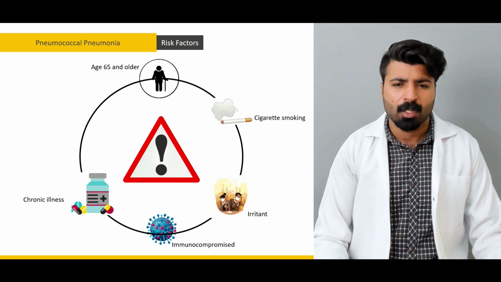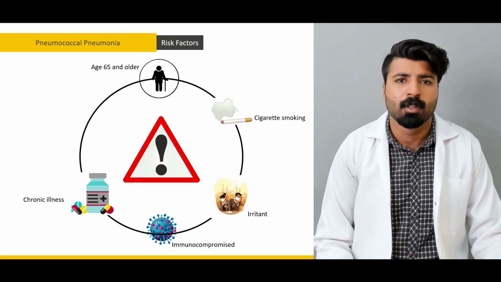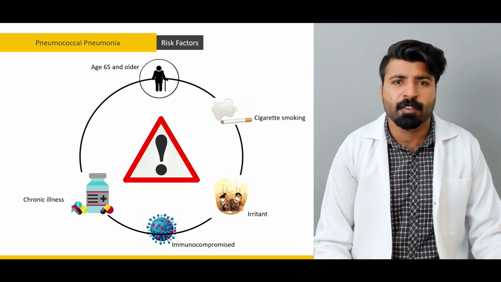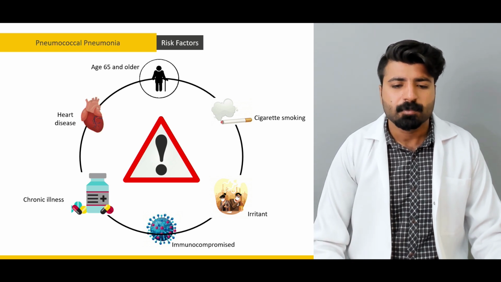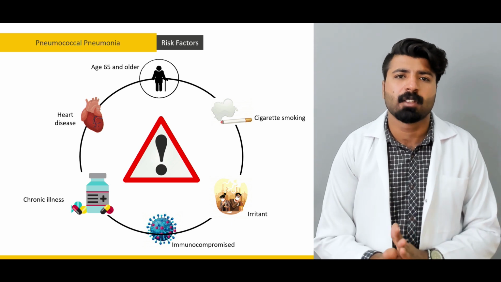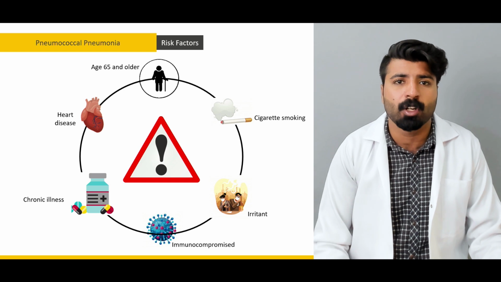Chronic illnesses. In chronic illnesses, you can say if a patient is suffering from emphysema, if a patient is suffering from chronic bronchitis, these patients are going to get it. Afterwards, we have heart disease. In some patients, heart disease is the predisposing factor for getting pneumococcal pneumonia.